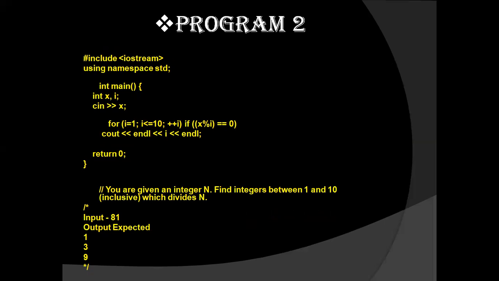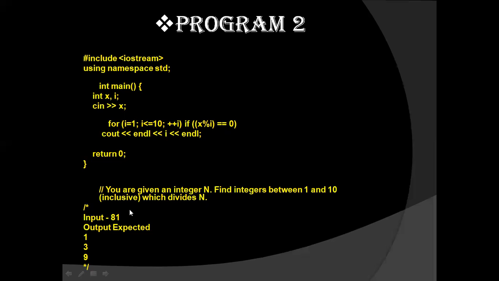So what are the numbers in the range of 1 to 10? There are many numbers, but in the range of 1 to 10 for the number 81, it is 1, 3, and 9. Only these three. These are the divisors which are in the range of 1 to 10 inclusive. So out of 1, 3, and 9, 9 is the maximum number, the highest value. So the output should be 9.